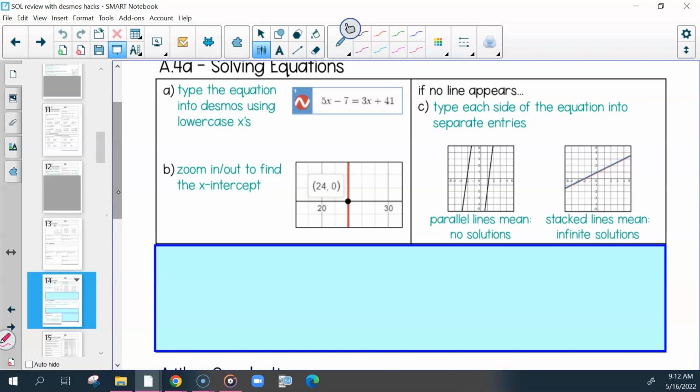For part B, zoom in or out to find the x-intercept. So what you put in may not give you your answer. You may have to zoom out to find it. Okay, I'm going to put it in.